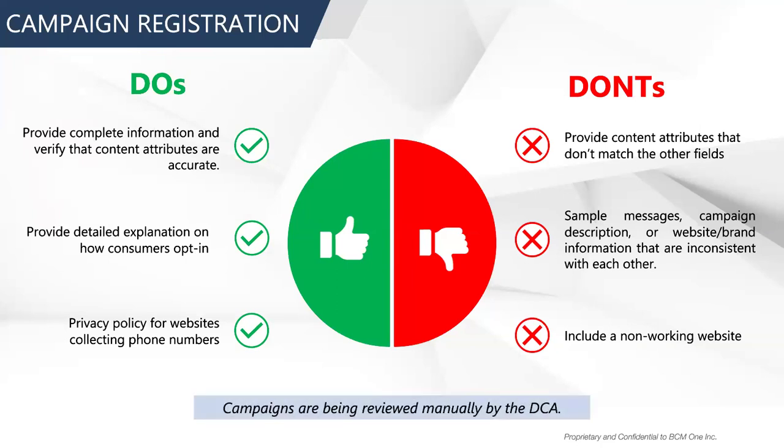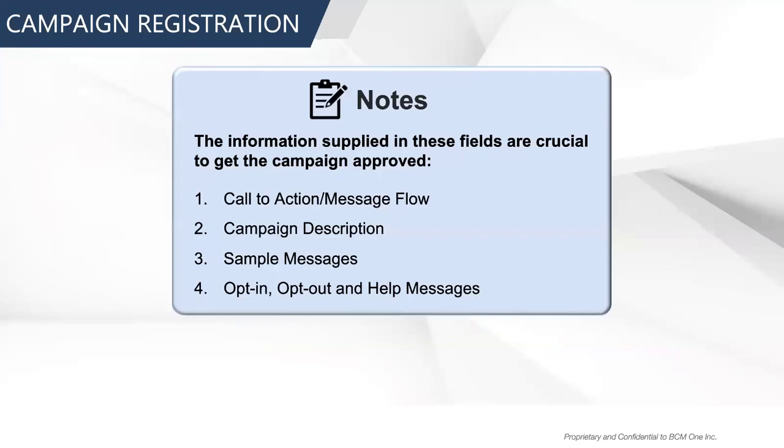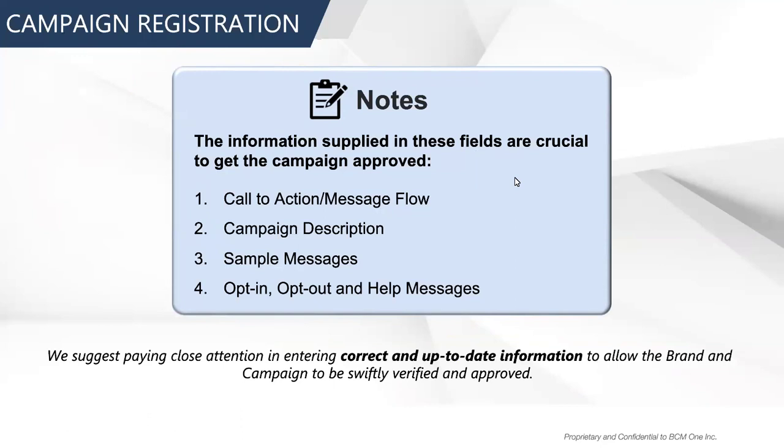Remember that campaigns are being reviewed manually by the DCA, and due to the manual nature of the 10DLC vetting process, it increases the time it takes for the campaign to be ready for 10DLC traffic. Another thing to note, this is the information that is crucial to get campaigns approved. So we have the call to action or the message flow, the campaign description, the sample messages, and the opt-in, opt-out, and help messages. So we suggest paying close attention to entering correct and up-to-date information to allow the brand and campaign to be swiftly verified and approved.